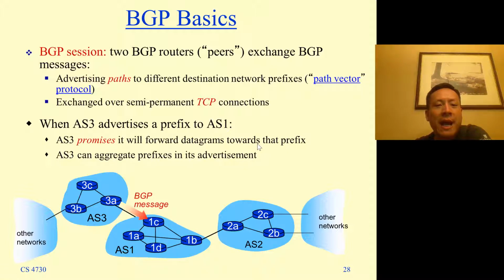So what happens is that, for example, AS3 advertises a specific prefix to S1. What it is essentially telling S1 is that I promise to handle all the packets with destination addresses of this prefix. Which means it's a guarantee, a commitment that if you want to deliver a packet to that prefix, throw it to me. So this is a promise in these BGP messages.